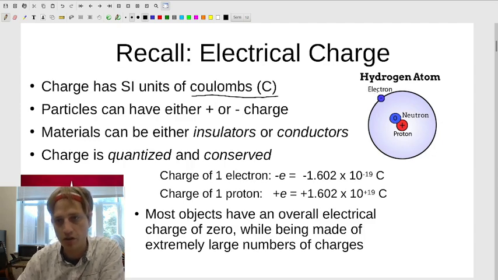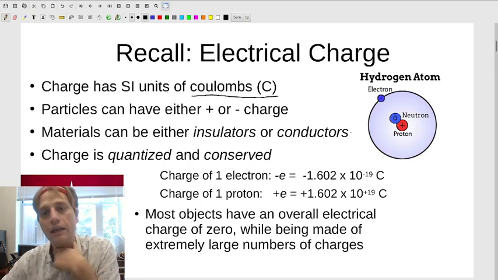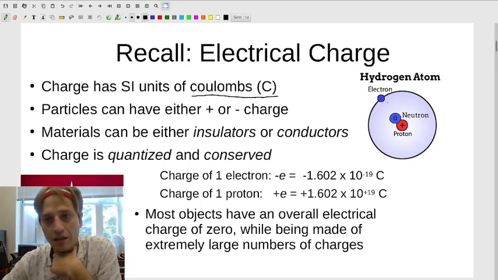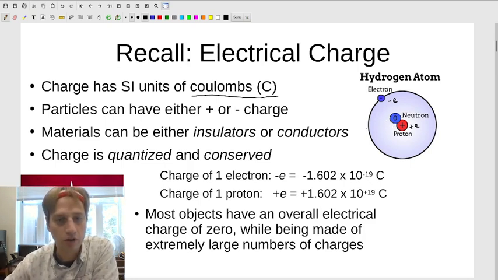So for instance, here's your hydrogen atom. It has the electron hanging out on the outside of the proton. But if you look at the total charge of the hydrogen atom as a whole, it has a zero charge, because the minus e, minus 1.602 times 10 to the minus 19th coulombs, that quantized charge on the electron, is balanced by the plus e charge of the proton. The neutron, of course, doesn't have an electric charge.